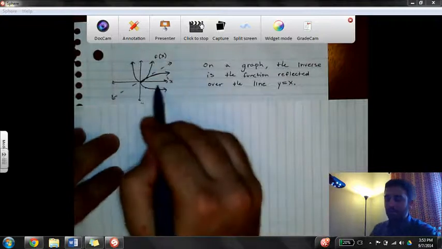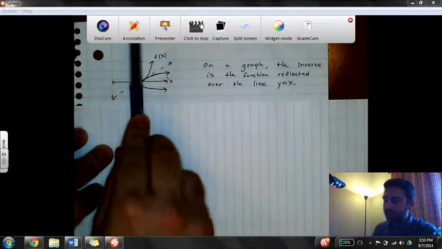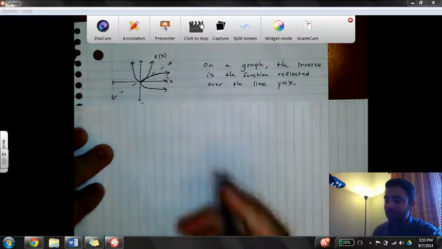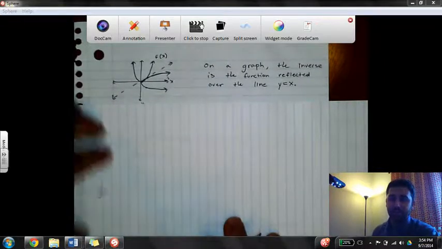Now before I call this inverse a function, I need to see if it is a function. Using the vertical line test, we see that it's not a function, and so I cannot use that function notation for the inverse of a function.